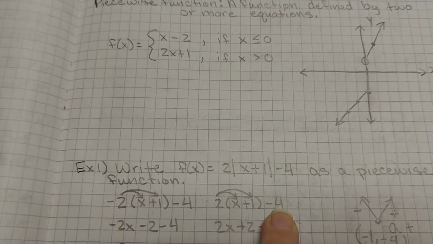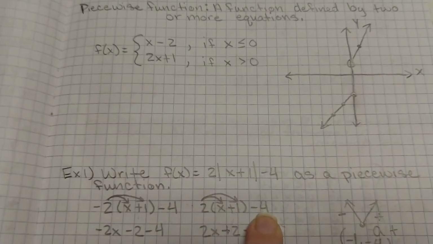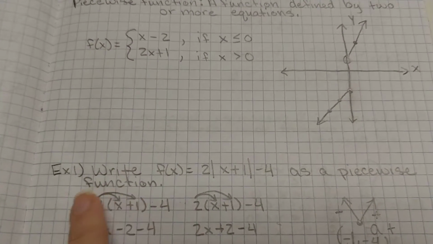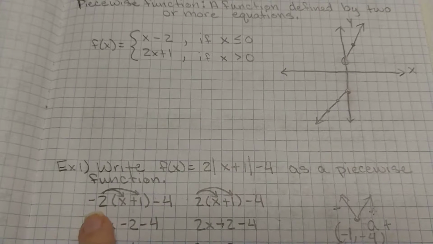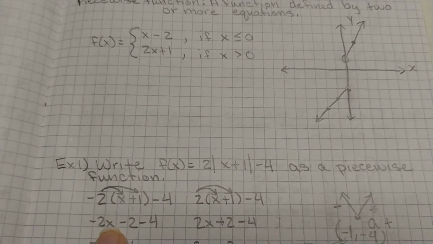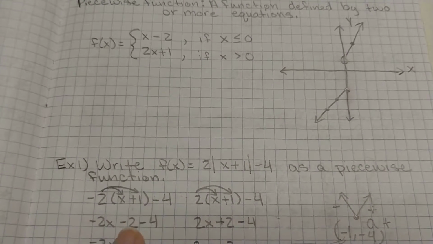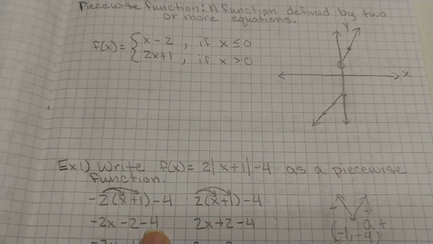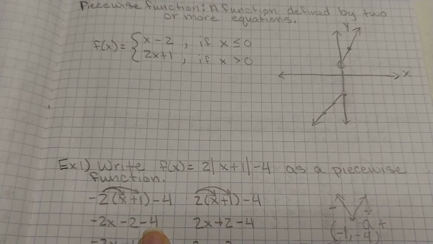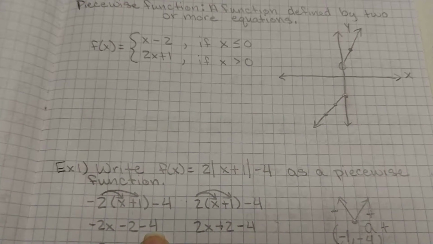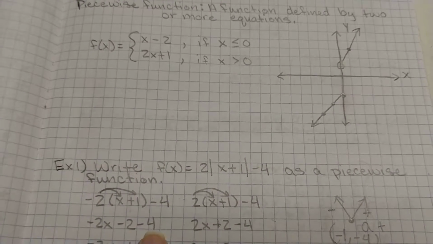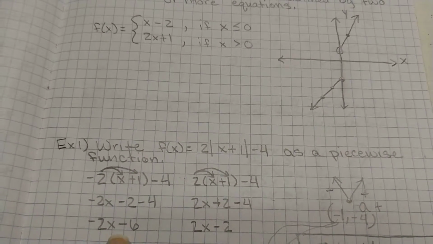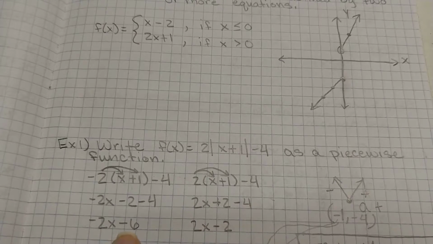Now I want these to be in slope-intercept form, which means I need to simplify. I'm going to start by distributing. Negative 2 times x gives me negative 2x. Negative 2 times 1 is negative 2. Then I'm just bringing down this minus 4 because it has nothing to do with my parentheses right now. Now I want to combine my like terms. I can combine negative 2 and negative 4 and get negative 6. So my first equation is negative 2x minus 6.